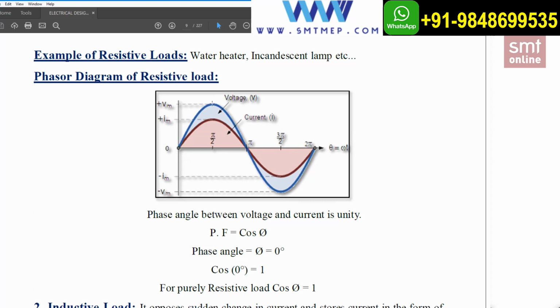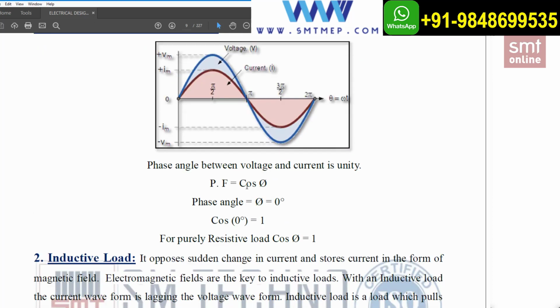The voltage for the complete system will be constant. V stands for the voltage and I stands for the current. Voltage and current both start at 0 degrees and end at the same point. The current is also starting at 0 degrees and ending at the same point. So we can say that the power factor is almost unity over here because there is no angle.